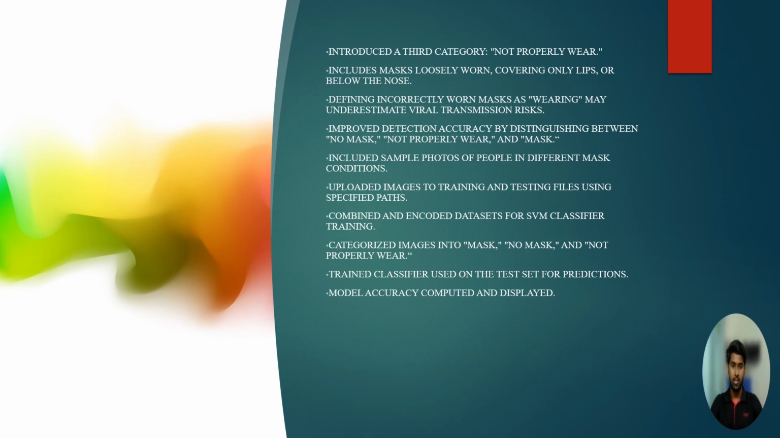We have also included some sample photos of people wearing masks, not wearing masks, and wearing masks improperly in this case study. We uploaded the images to the training and testing files in two sets. The test and train datasets will be combined and encoded. The sample images will be categorized using the SVM classifier into the following groups: mask, no mask, and not properly worn. Consequently, the outcome is shown in the image below. On the test set, the trained classifier is used to generate predictions, and the model accuracy is computed and shown. Additionally, the confusion matrix is created and shown in the result below.